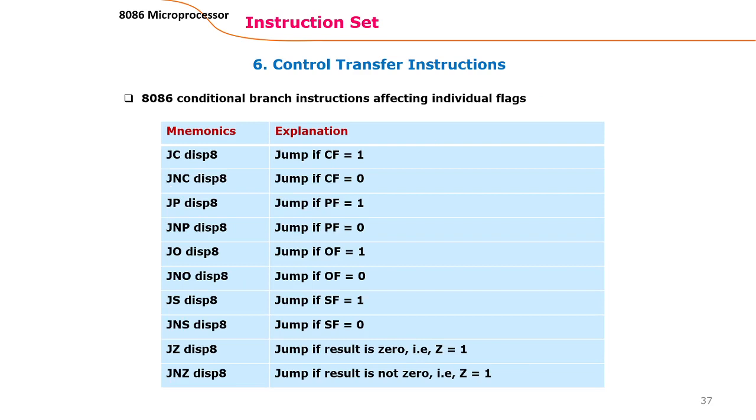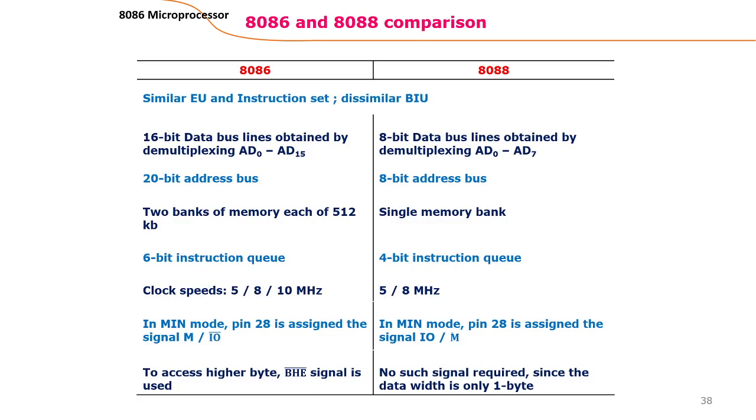The next one is control transfer instructions. Here the conditions are with respect to the flag status. Based on whatever flag status is there, the conditions apply, like JC with a displacement. So jump if carry, jump to this location if carry. Jump when no carry, jump if parity, jump when no parity. This is how, based on the flag status, the jump instruction will be performed.